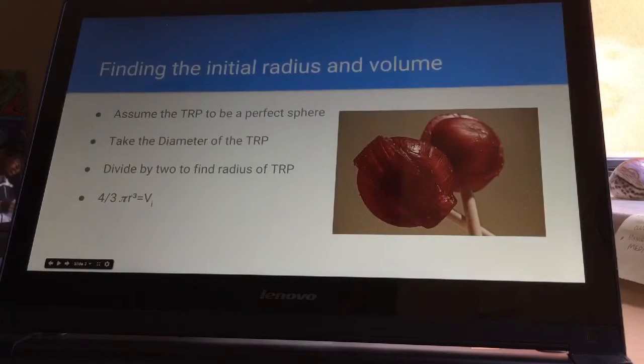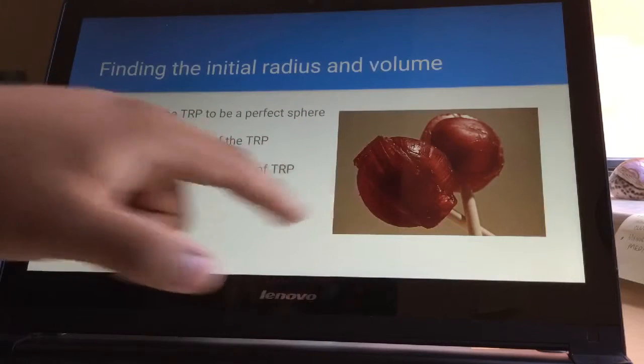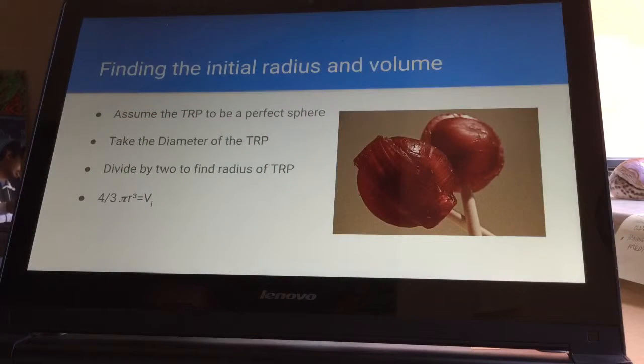So to find the radius, we must first assume that the Tootsie Roll Pop is a perfect sphere. We took measuring tape and measured the diameter of the Tootsie Roll Pop, not the outer rim, but rather the inner sphere. Since the radius is half of the diameter, we divided our diameters by 2 to calculate the radius. For each 30-second interval that we sucked on the Tootsie Roll Pop, we then measured its radius. We repeated this trial 11 times until we reached the center of the Tootsie Roll Pop. Here's our data collected for each trial.